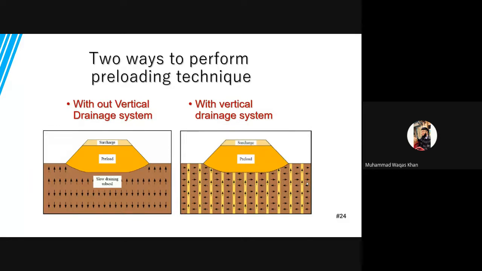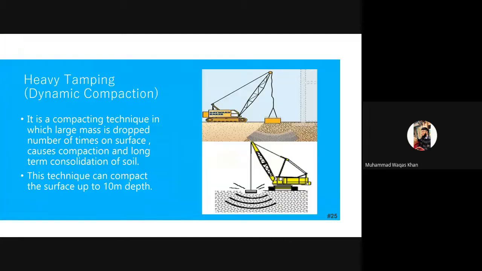So there are two ways to perform the preloading technique: the first one is without a vertical drainage system and the second one is with a vertical drainage system. So in the first method, vertical drainage is not taking place, while in the second, vertical drainage is taking place. Now the second improvement technique is heavy tamping.